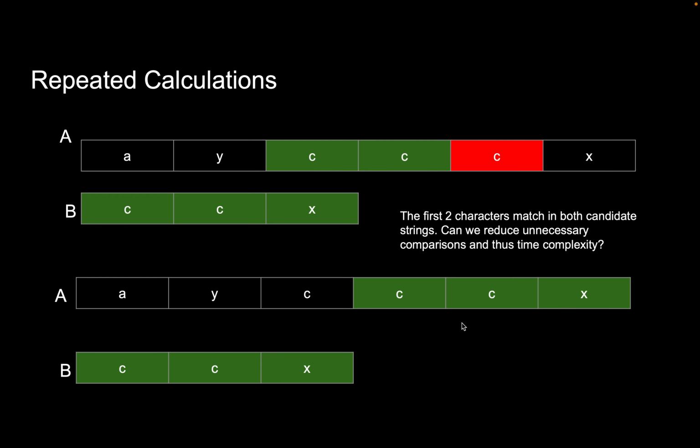So is there a way for us to reduce unnecessary comparisons by skipping through some of these unnecessary searches and reduce time complexity? When we are here, we are starting from here and looking for CC, CC and CX, and then when we move here, we're also looking for CC, CC and comparing these two. So is there a way for us to reduce these unnecessary comparisons?